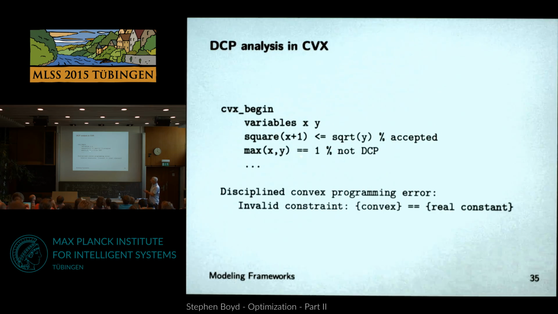Because between equals, the only thing that matches that correctly is affine equals affine. That's the only thing. This is affine, and that is not affine. So you get thrown an error. And the error would come back and say this: Disciplined convex programming error, you can't have convex equals real constant. Okay? So this is what that would look like.